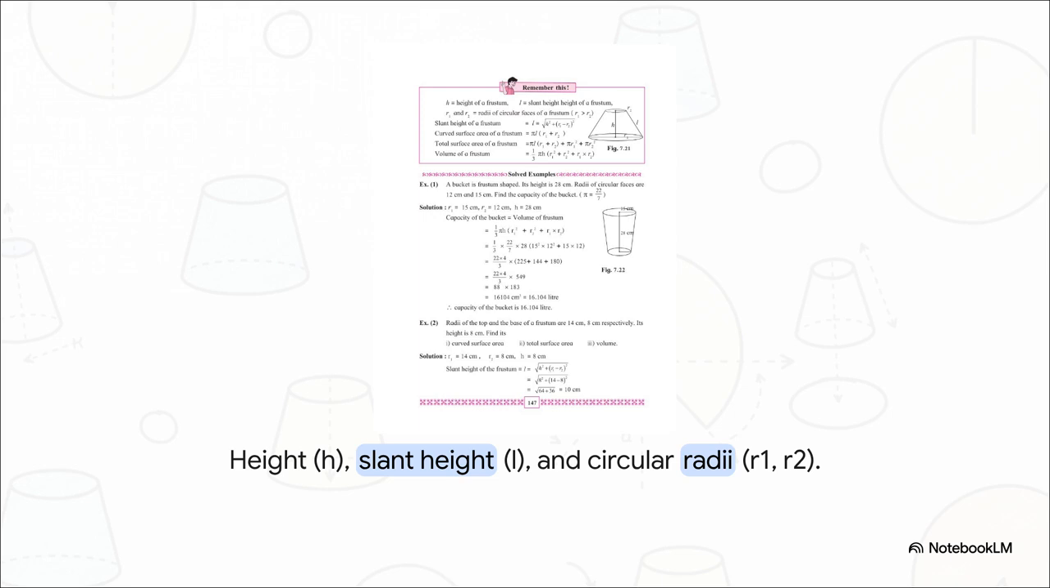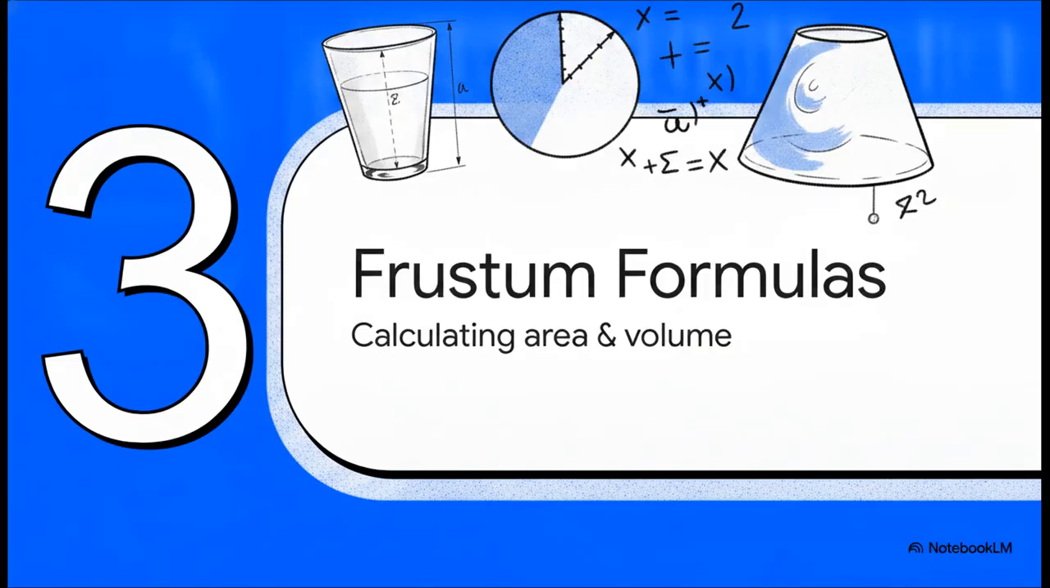We will denote this as h. Then we have the slanted outer edge, which we call the slant height, or L. And here is the most important part, the real difference from a regular cylinder. It has two completely different circular faces. The larger radius at the wider end is R1, and the smaller radius down at the narrow end, we'll call that R2.